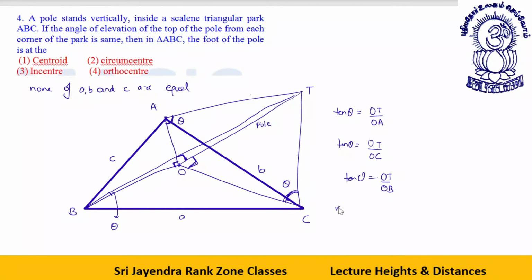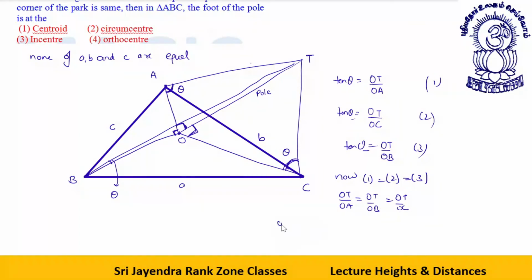OT upon AB. Now this is all theta. All these are equal: this is 1, this is 2, this is 3. 1 is equal to 2 is equal to 3. Fine. So what? OT by OA is equal to OT by OB is equal to OT by OC. What does it mean? It means OA is equal to OB is equal to OC.